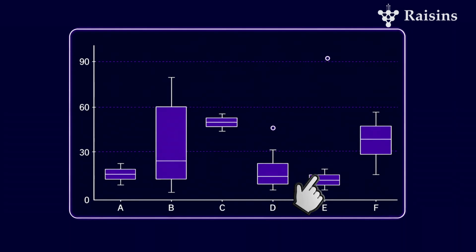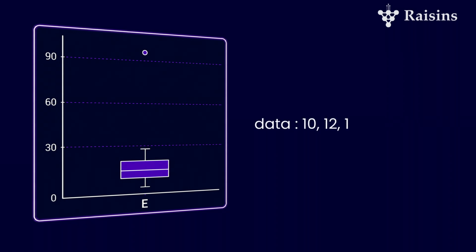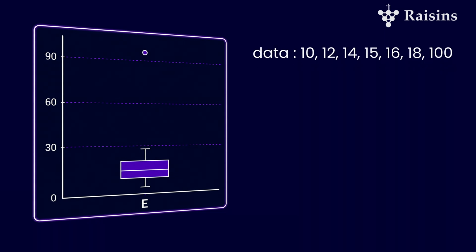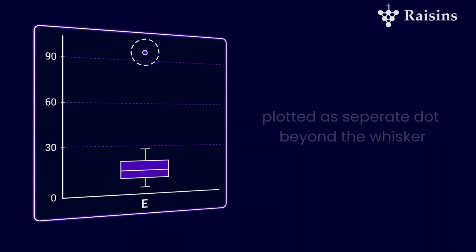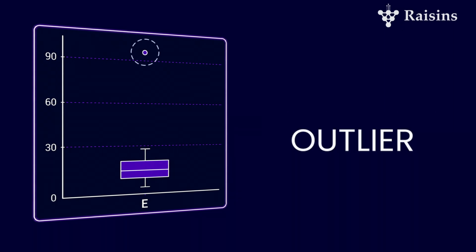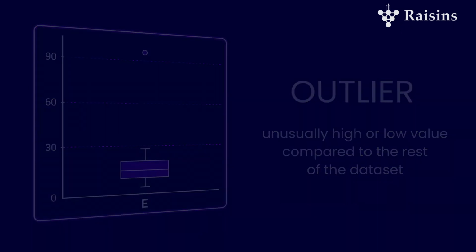Now, let's look at the outliers. Take the data set 10, 12, 14, 15, 16, 18 and 100. Most values are clustered between 10 and 18, but 100 is far removed from the rest. In a box plot, such a value is shown as a separate point beyond the whiskers. This is called an outlier, an unusually high or low value compared to the rest of the data set.